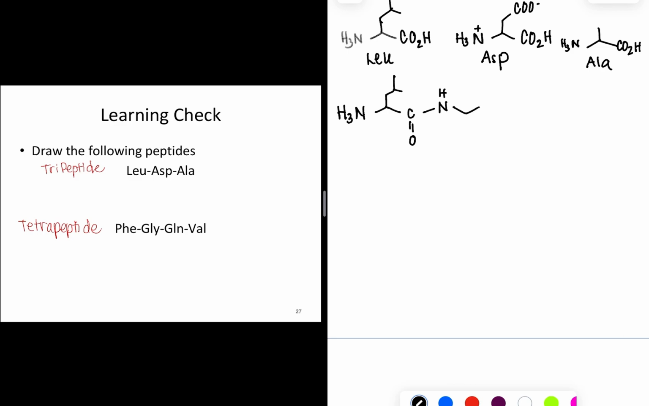Oftentimes you will see the bonds like this. So the first R group is going to be like this. Second R group is going to be like this. And that's so you can maintain a straight structure when you're drawing these. You don't have to do that. Do it as well as you can. But typically this is how we end up drawing them.